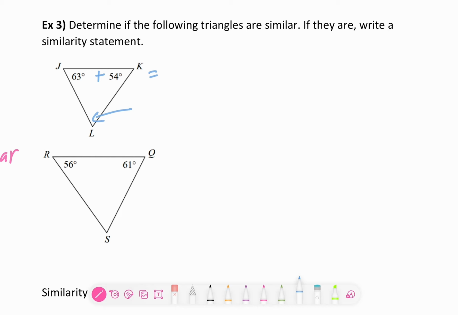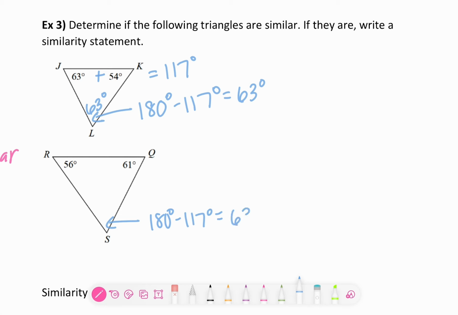So 63 plus 54 is going to give us 117 degrees, and subtracting that from 180. So this angle down here, angle L, is 180 minus 117, which is going to give us 63 degrees. Okay, so this angle is 63 degrees. We can do the same thing with our other triangle just to see what that third angle is. So to find this angle, we'll add 56 plus 61, which will be 117 again. So we're actually going to do the same math here and get 63 degrees again. Okay, because when I add those, I get 117 again. All right, so this is 63 degrees.